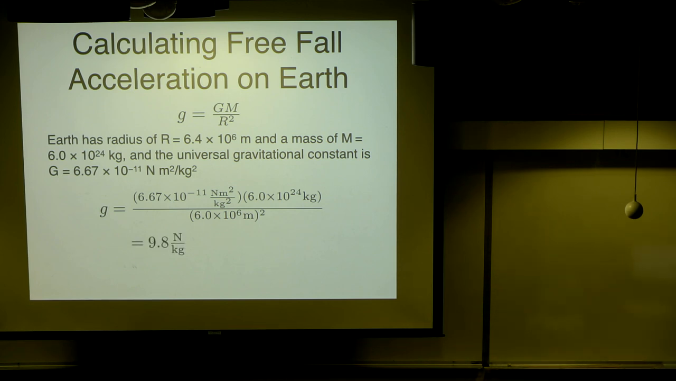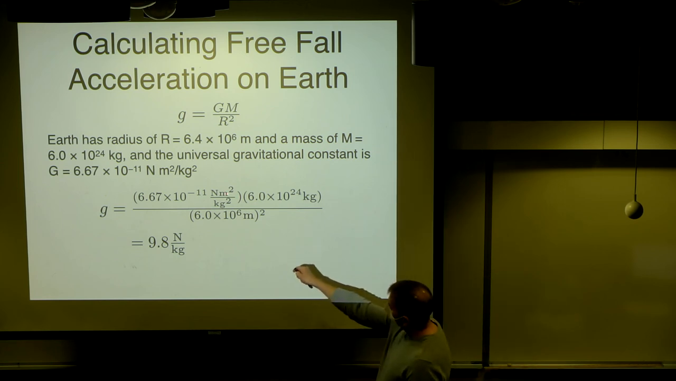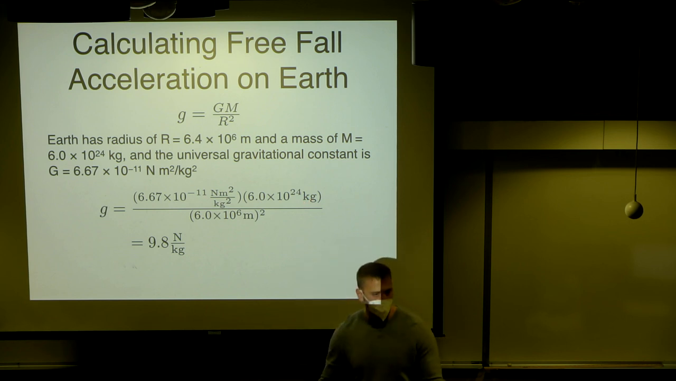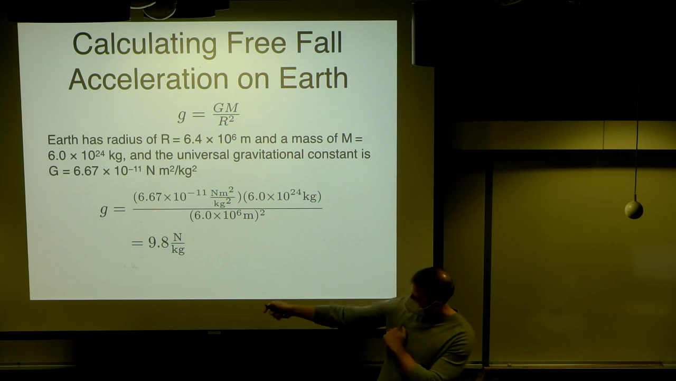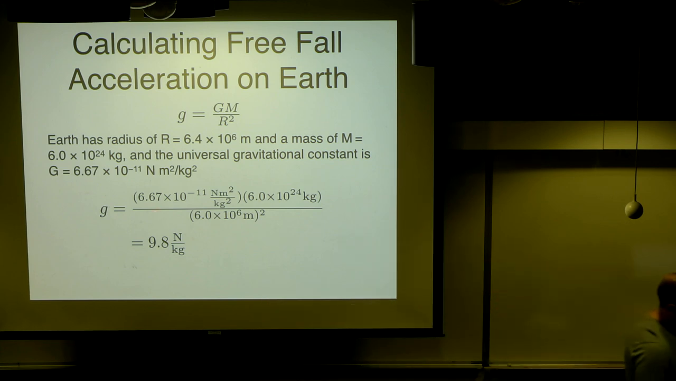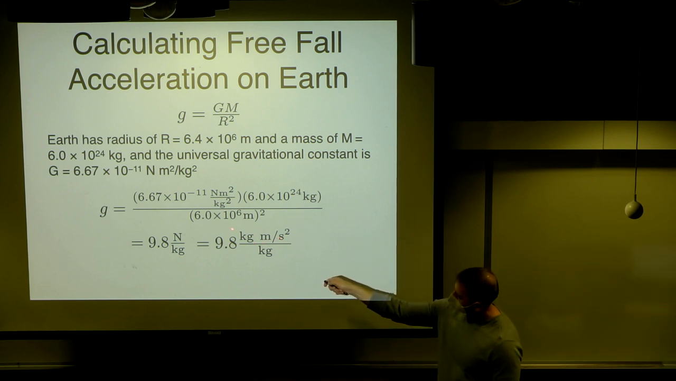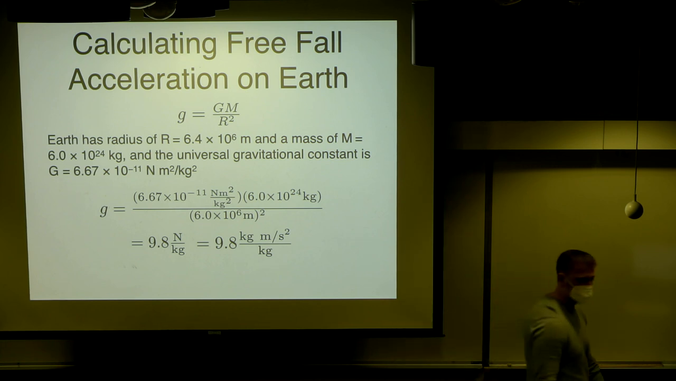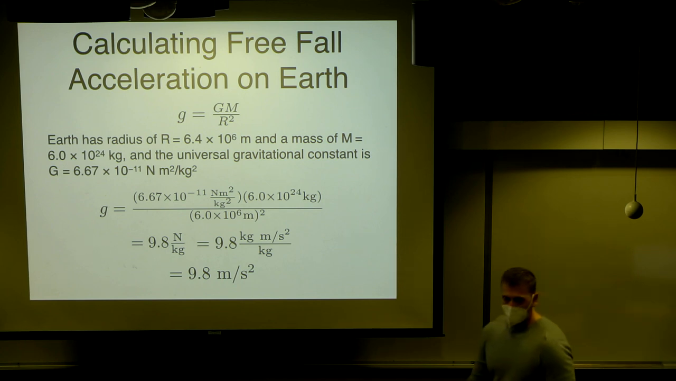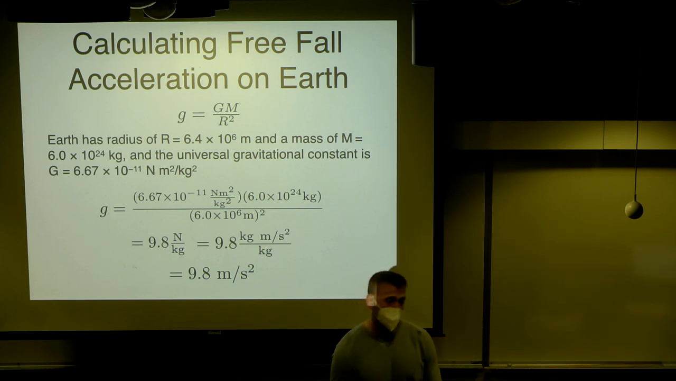And real quick, let's go through the units, okay? Do you see how on top I have meters squared, and on the bottom I also have meters squared? Those cancel. Up here I have kilograms, down here I have kilograms squared. What are we left with after cancellation? Newtons divided by kilograms. But remember, a newton is a kilogram meter per second squared. And that allows you to cancel the kilograms right there. And then you just get meters per second squared. That's 9.8. Okay? So 9.8 meters per second squared. That's where it comes from.